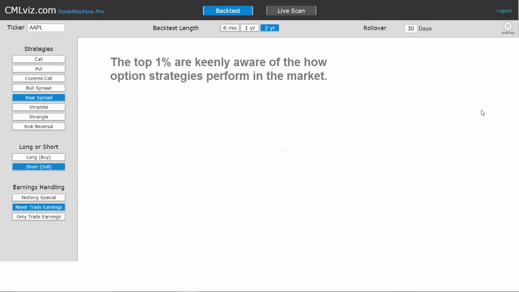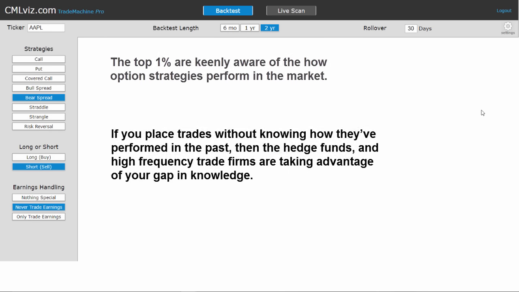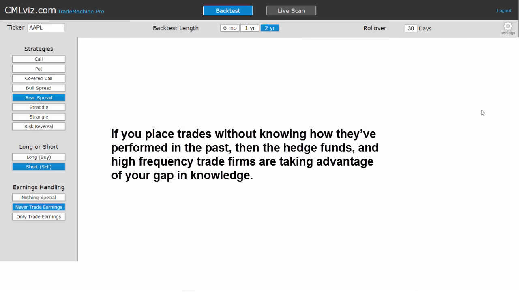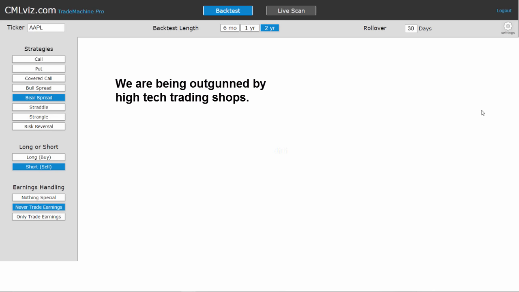The top 1% are keenly aware of how option strategies perform in the market. If you're placing trades without knowing how they've performed in the past, hedge funds and high-frequency trade firms are taking advantage of our gap in knowledge. We are being outgunned by the high-tech trading shops if we're not being methodical about the way we trade options.